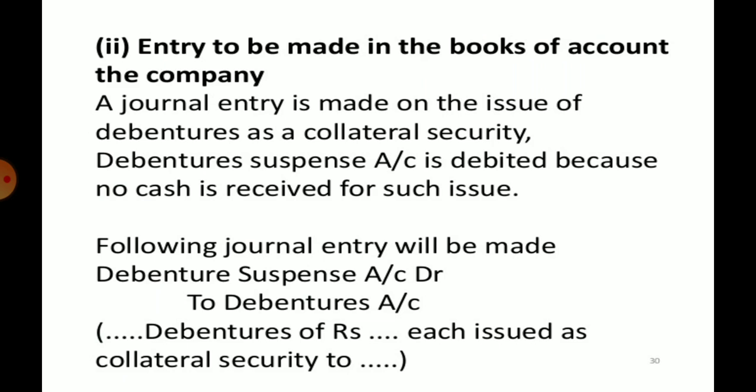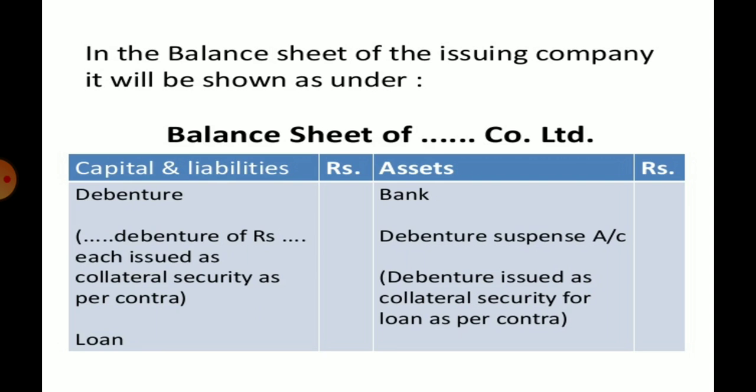Second, the entry to be made in the books of account of the company. A journal entry is made on the issue of debenture as a collateral security. The debenture suspense account is debited because no cash is received for such issue. So, the following journal entry will be made: debenture suspense to debenture. In the balance sheet of the issuing company, it will be shown as debenture, okay, as a collateral security. You have to mention this: loan from bank, and debenture suspense, debenture issued as a collateral security, will be entered as per contra.